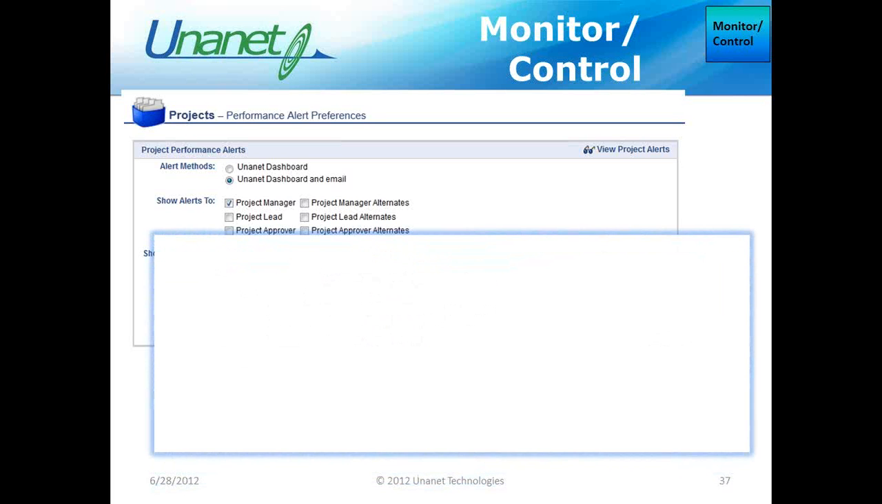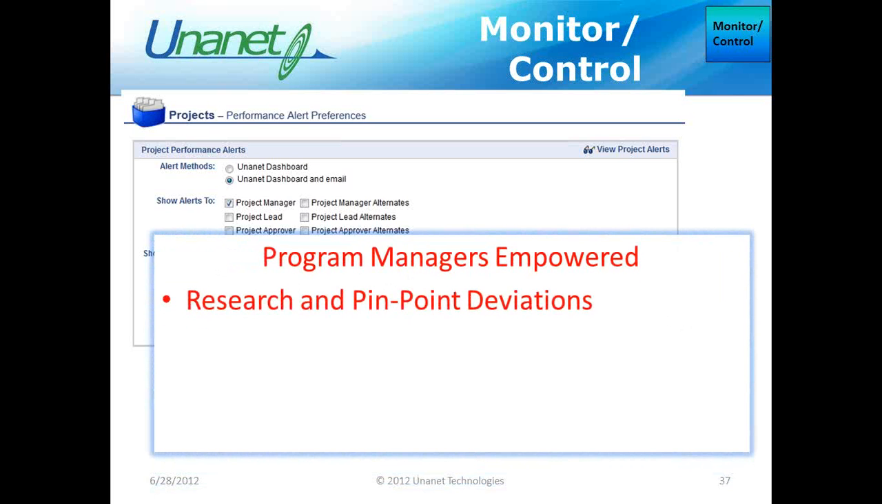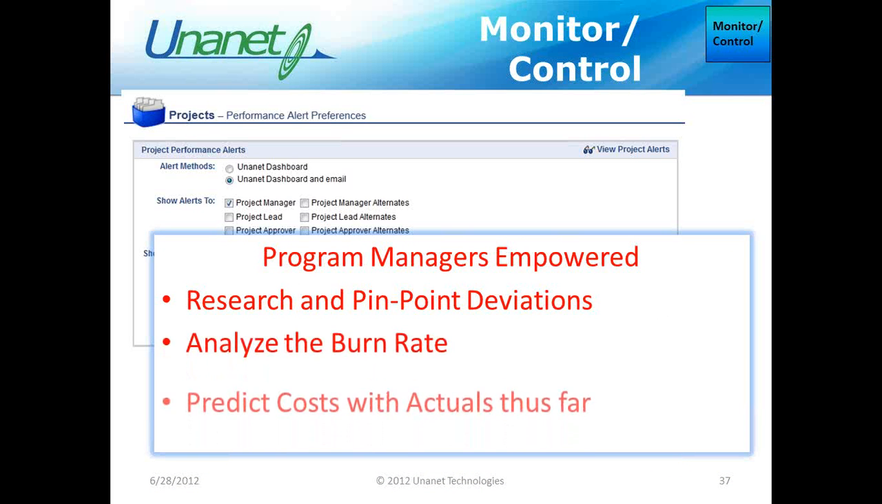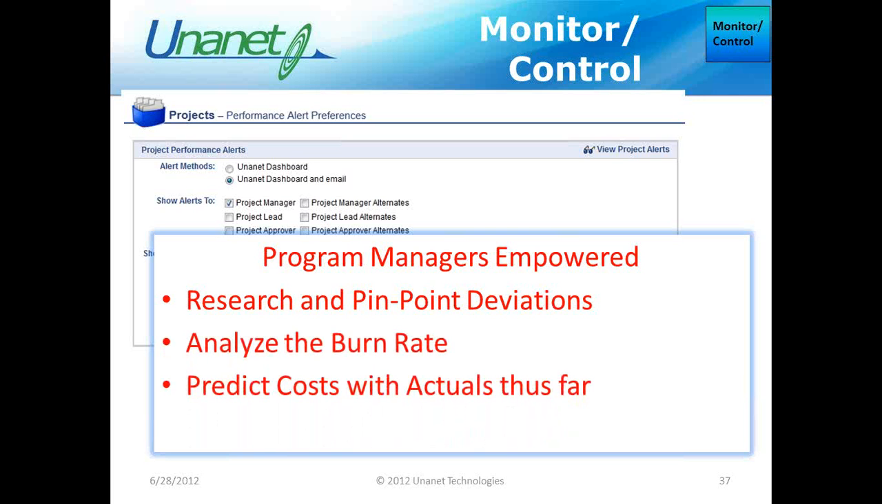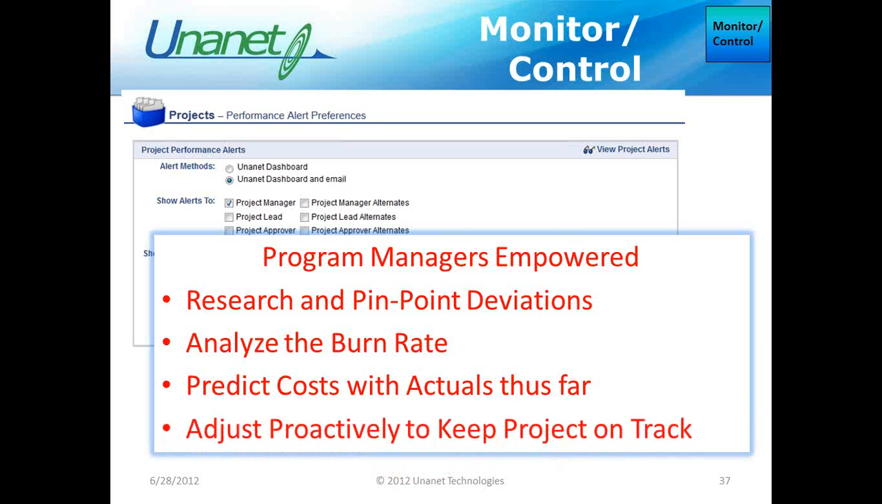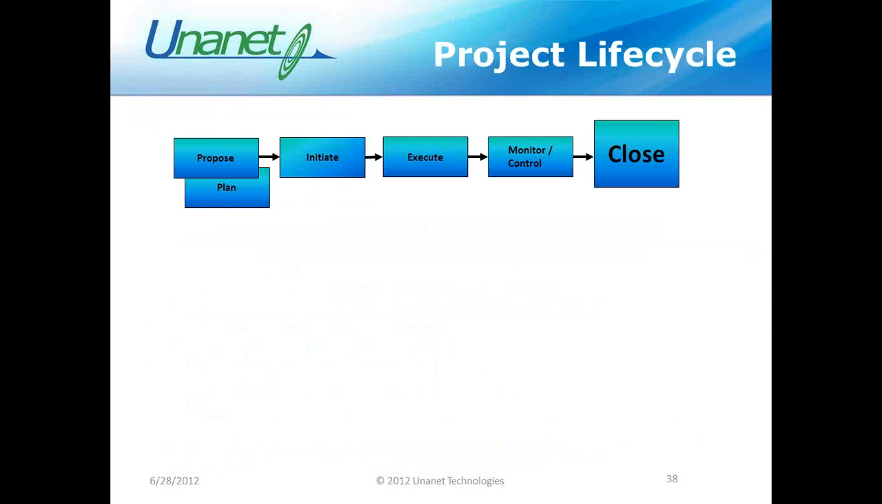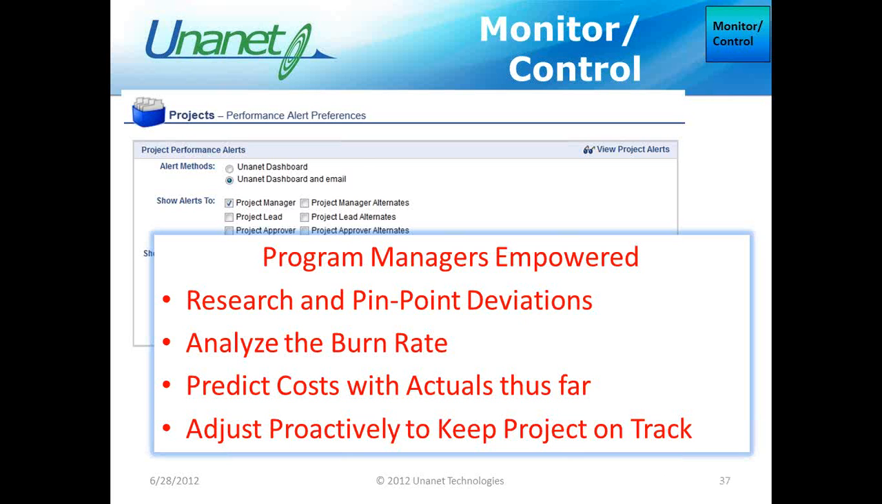So the goal of monitoring and control is to pinpoint any deviations that you have, research why there is a deviation, and adjust. You can analyze and detect the reasons why that burn rate is slower or faster than the predicted plan you have. Determine if your cost with actuals thus far is what you predicted, and adjust proactively to keep the project on track. Because you have the ability to assess the status of the project, you can evaluate customer satisfaction on how they perceive the project is going.